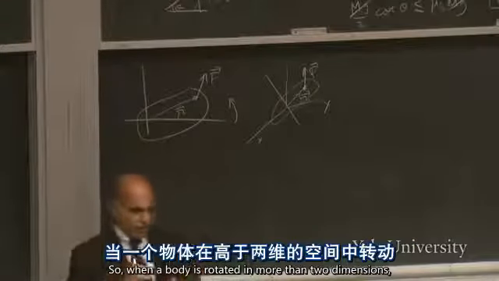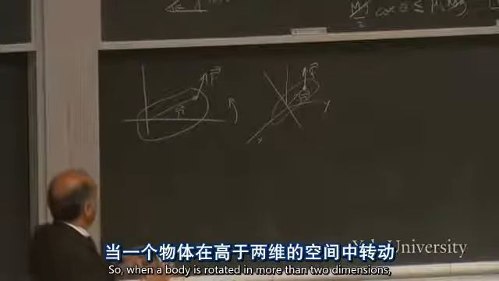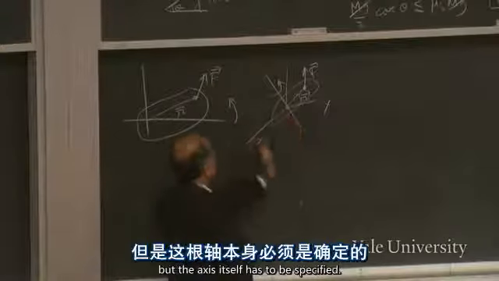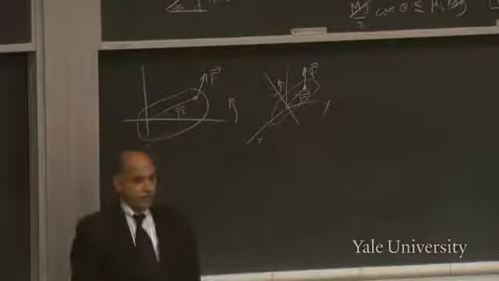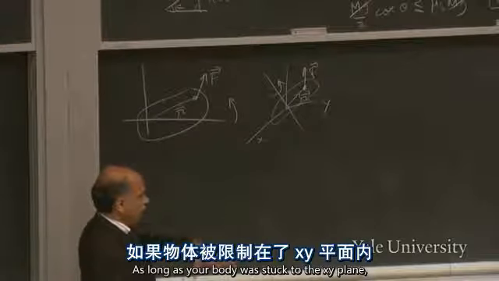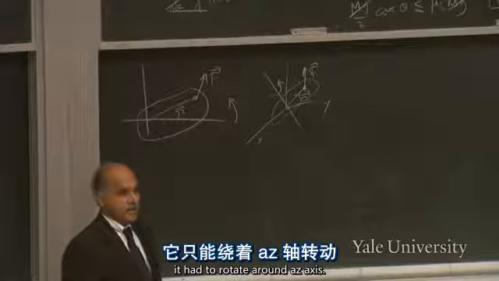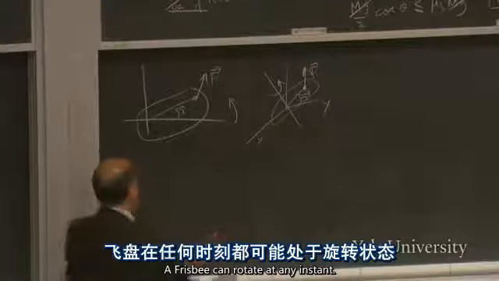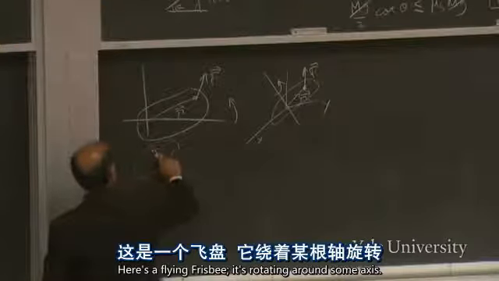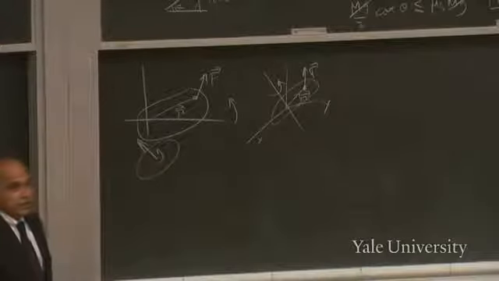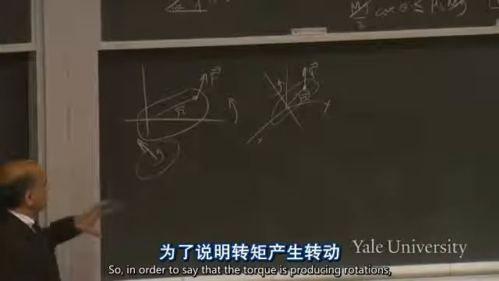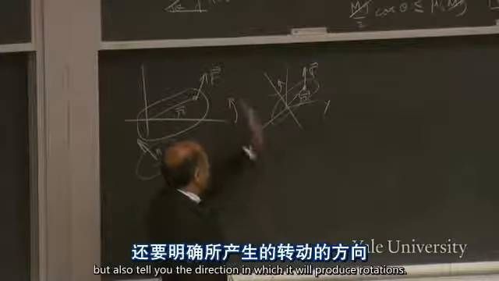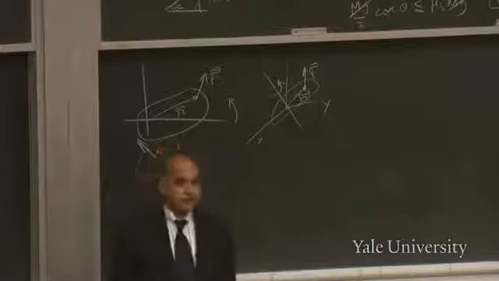So when a body is rotated in more than 2 dimensions, the body will tend to rotate around an axis, either clockwise or counterclockwise, but the axis itself has to be specified. As long as your body was stuck to the xy plane, it had to rotate around the z-axis. But if you liberate that condition and throw it in free space, like a frisbee, it can rotate around some axis at any instant. So in order to say that the torque is producing rotations, we want to characterize not only the magnitude of the torque, but also the direction in which it will produce rotations.